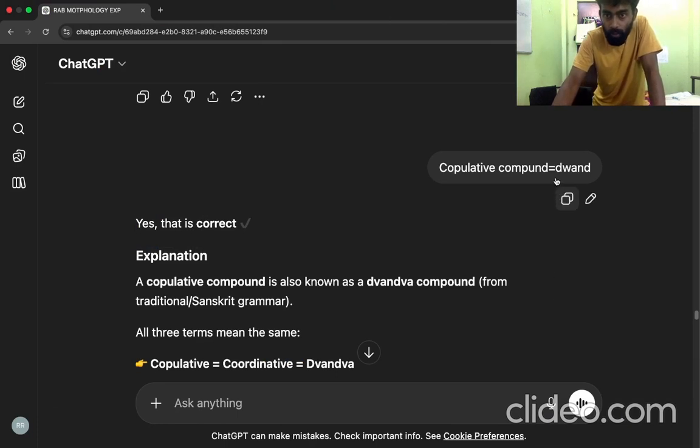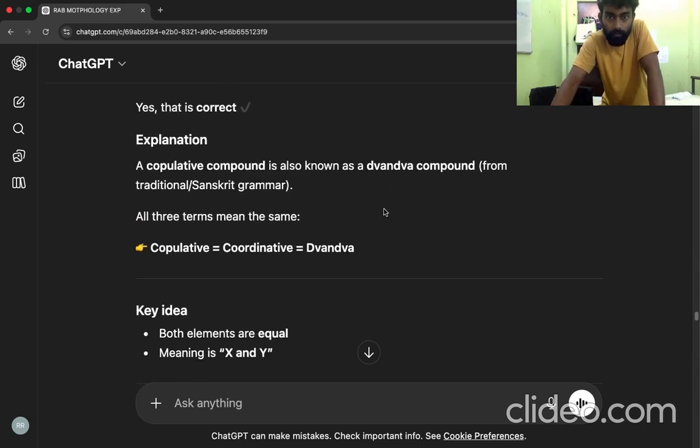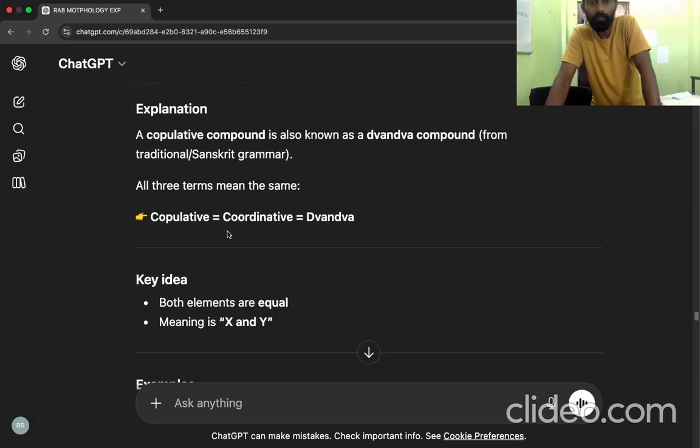Copulative compound equals द्वंद्व. Explanation: a copulative compound is also known as a Dvandva compound. From traditional Sanskrit grammar, all three terms mean the same. Copulative equals coordinative equals Dvandva.